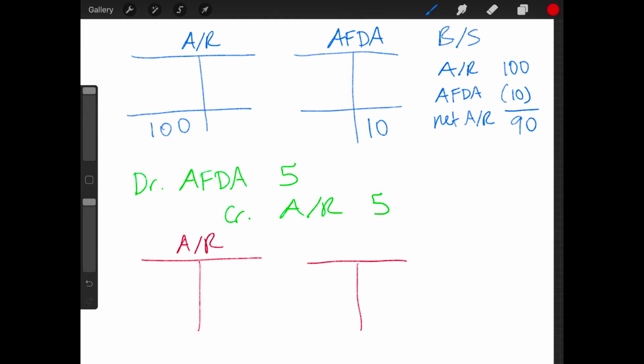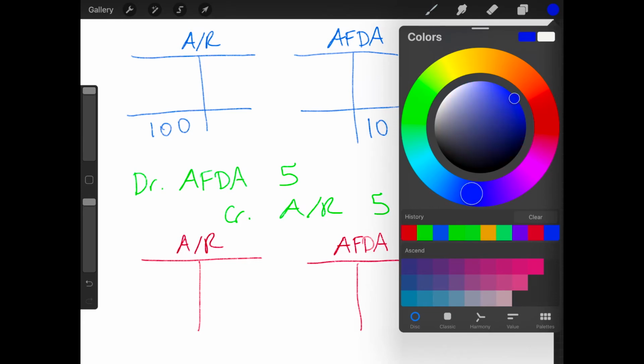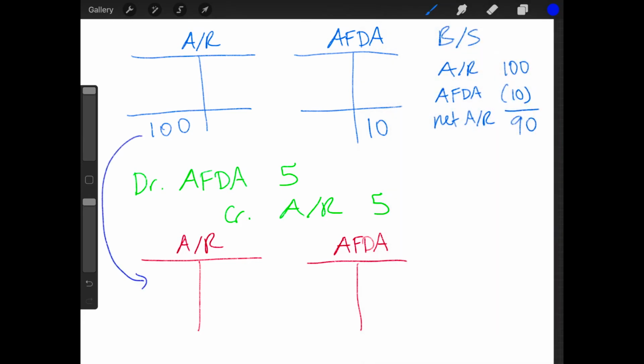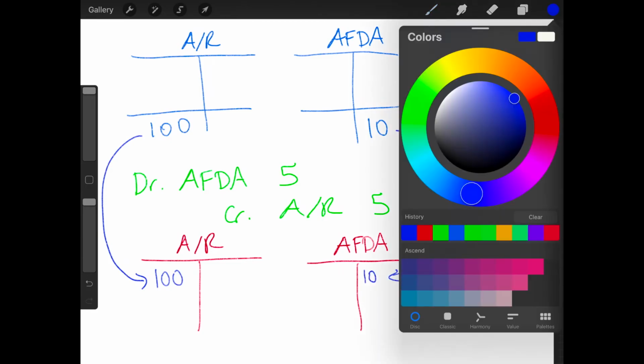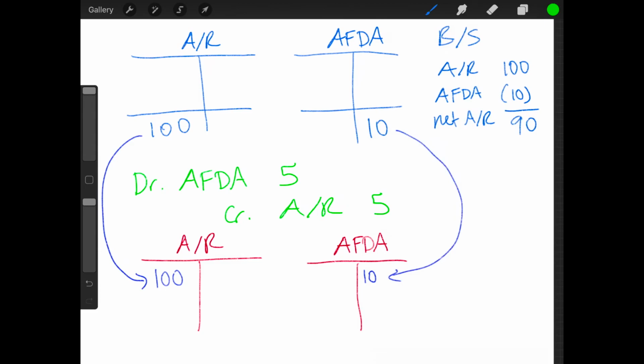So then looking at the T accounts for this new period where we had this write-off, again, our ending balance from the prior period will be the beginning balance in this next period, so we'll pull the 100 and the 10 down from those previous ending balances for our new beginning balances, and we have this write-off, right? So we debit our AFDA account by 5, and then we credit our accounts receivable by 5 as well. Our balance in our accounts receivable is 95, and our balance in our AFDA account is 5.